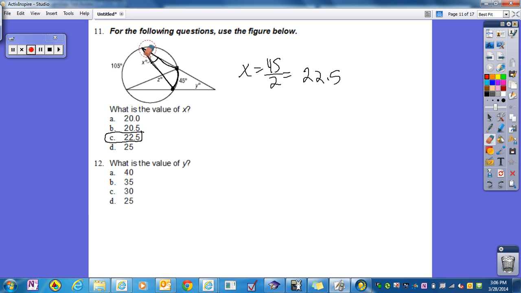Alright, now I want to go in and I want to find the value for y. So y is an angle that's formed outside of the circle. So you're looking at this angle right here.